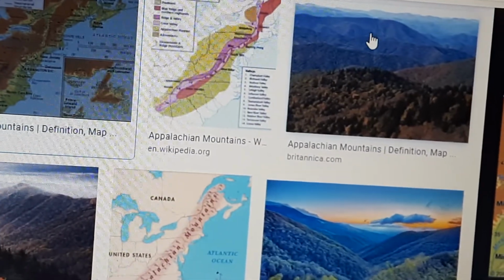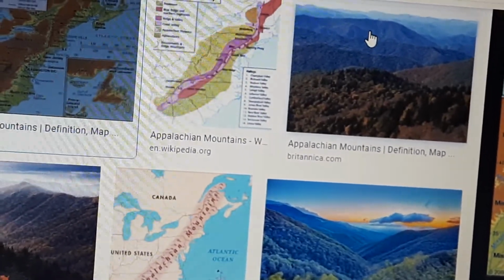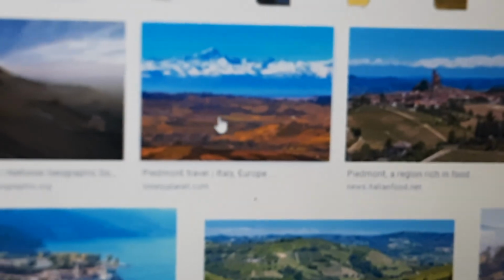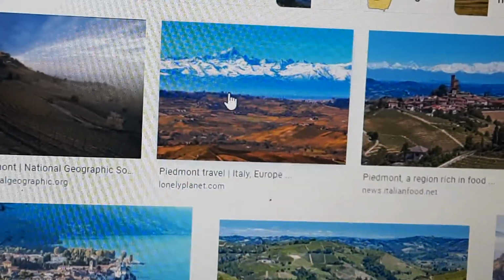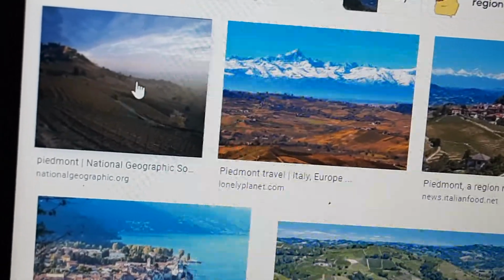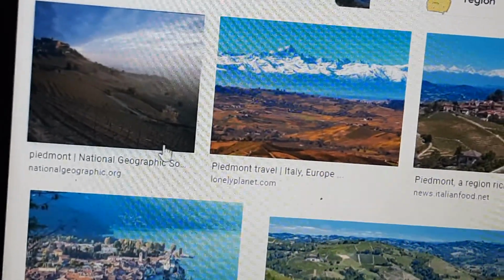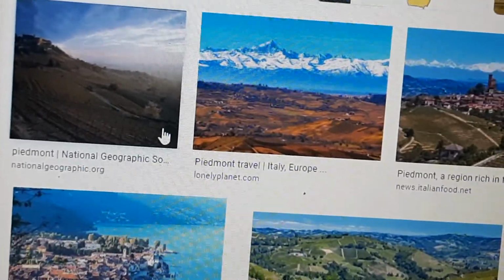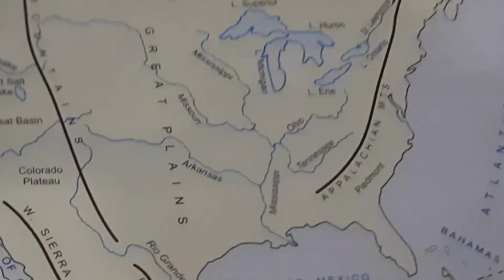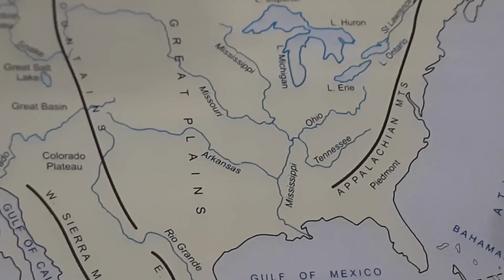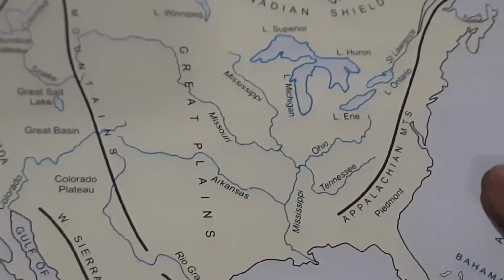To the east of the Appalachians is a low plateau region called Piedmont. Let me show you the picture of Piedmont. Students, Piedmont is the gentle slope that starts from the base of the mountain and reaches towards the plains. Let me show you on the map also. It is given in the book, page number 49. Beneath the Appalachian mountain you can see the Piedmont.